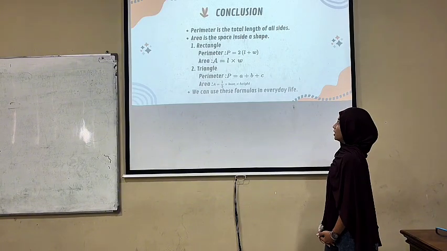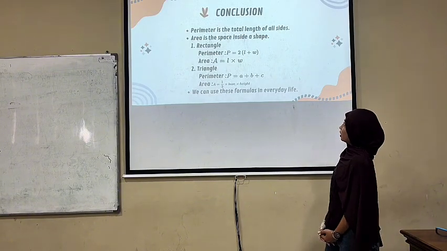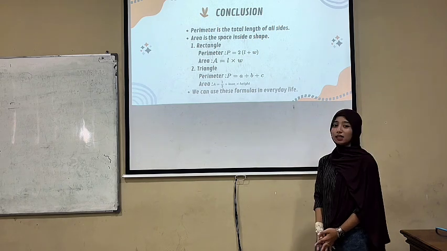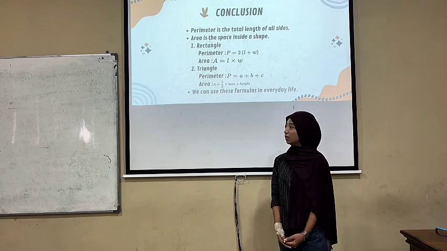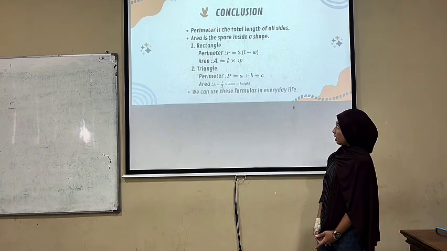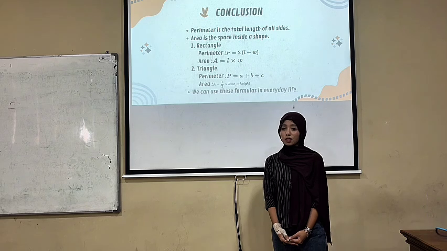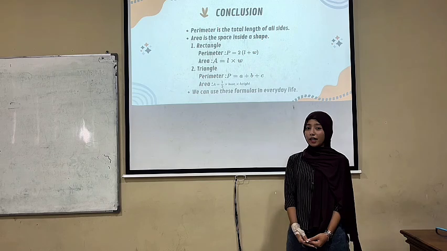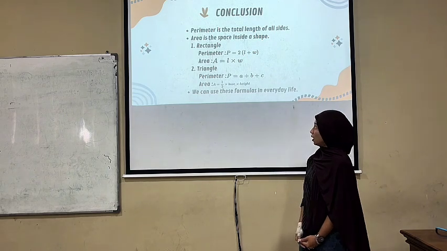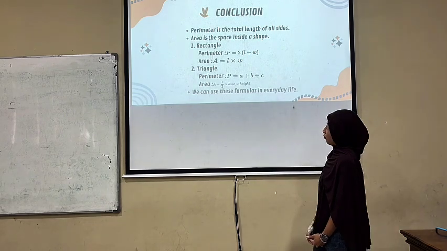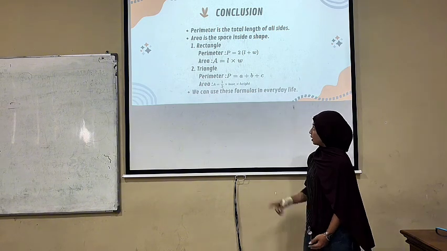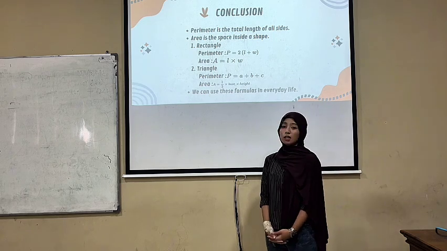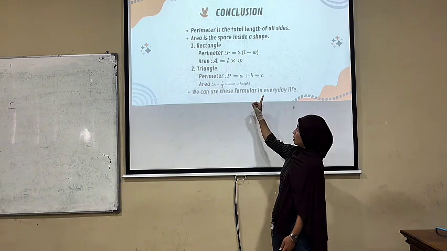Okay, let's summarize the lesson. Perimeter is the total length of all sides. Next, area is the space inside a shape. Number 1, rectangle. The formula for perimeter P is 2 times (length plus width), and the area A is length times width. Number 2, triangle. The perimeter is side A plus side B plus side C, and the area is 1/2 times base times height.